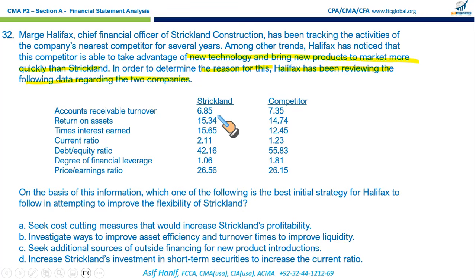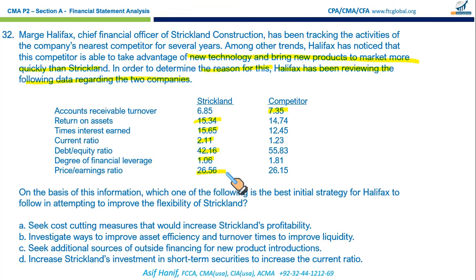So, comparing our results with our competitor, our accounts receivable turnover is slow. Competitor's is high, that means better. The bigger, the better number. Current ratio, debt to equity ratio, lower the better. Degree of financial leverage, lower the better. And pricing ratio, higher the better. So we are good. We are much better than our competitors.